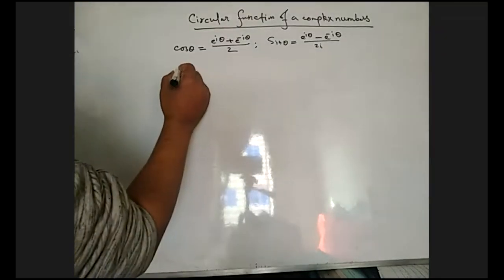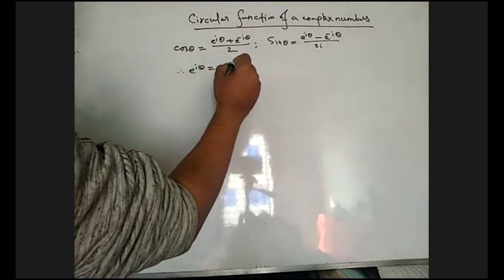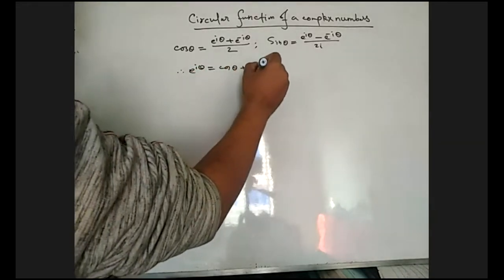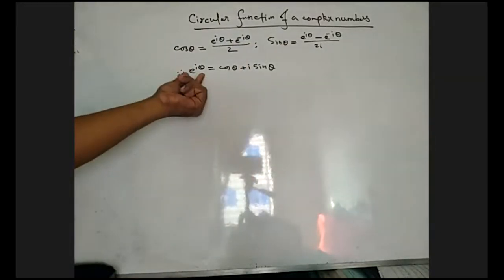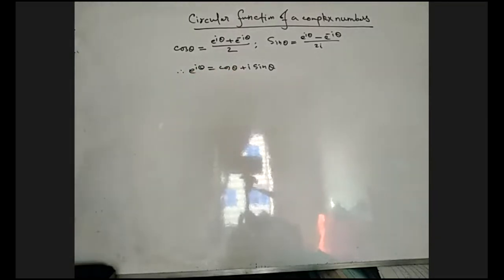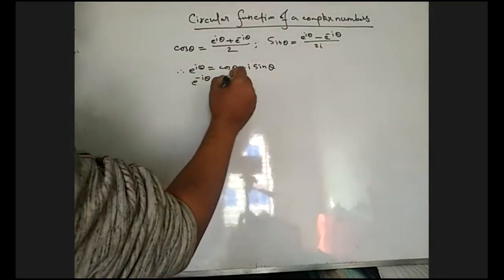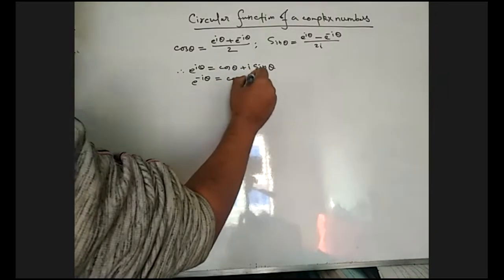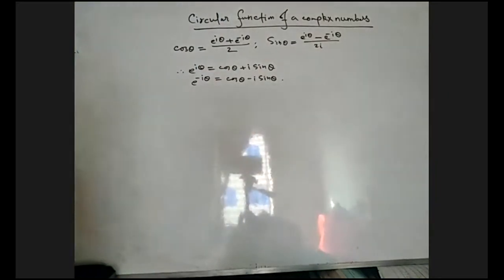So from this, e to the power i theta can be written as cos theta plus i sin theta. That means this is the exponential form of a complex number and this is the polar form of a complex number. Similarly, e to the power minus i theta can be written as cos theta minus i sin theta.